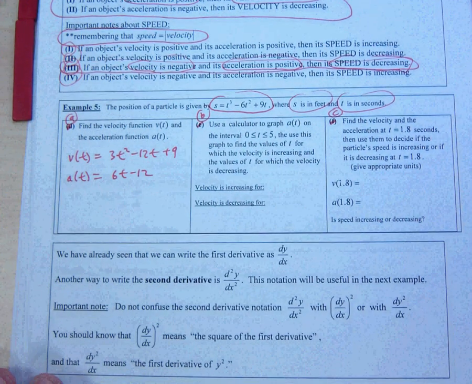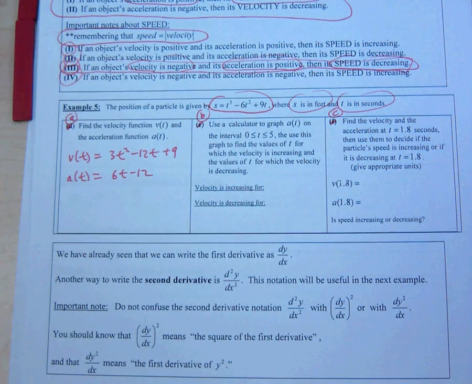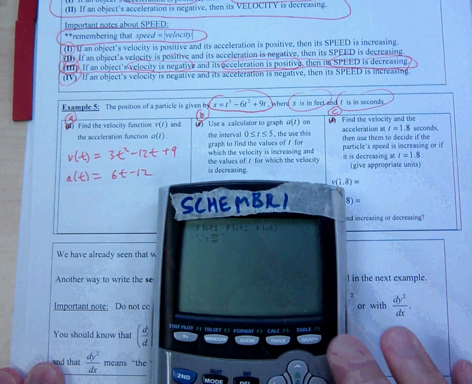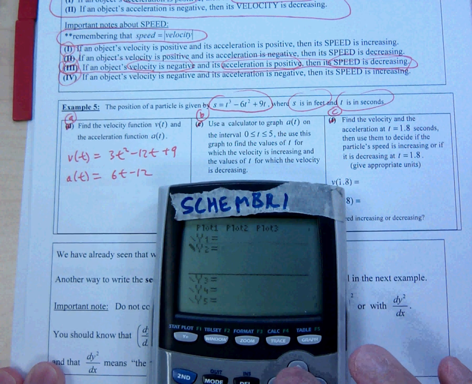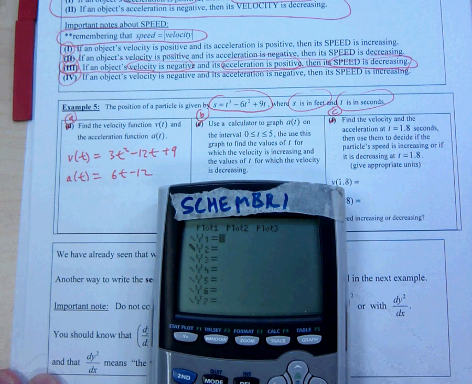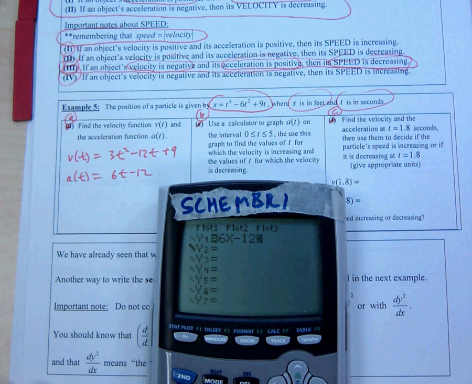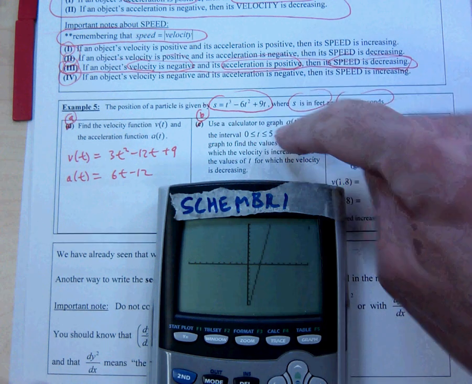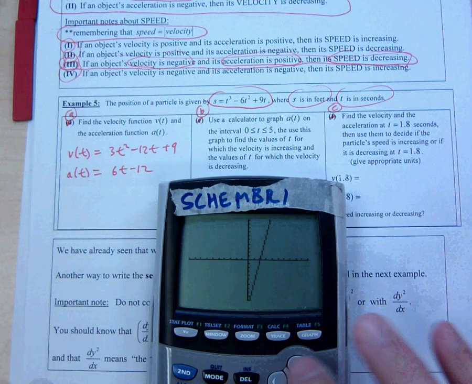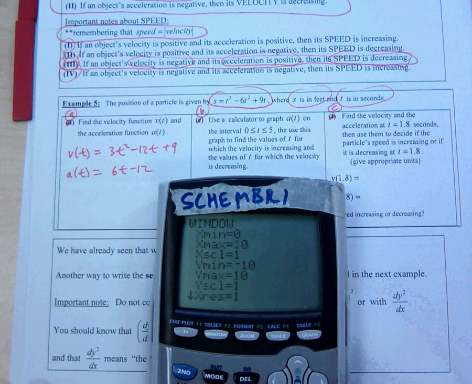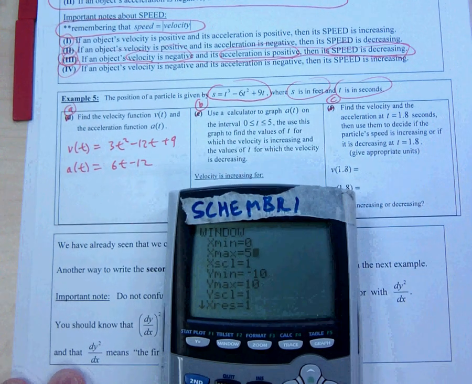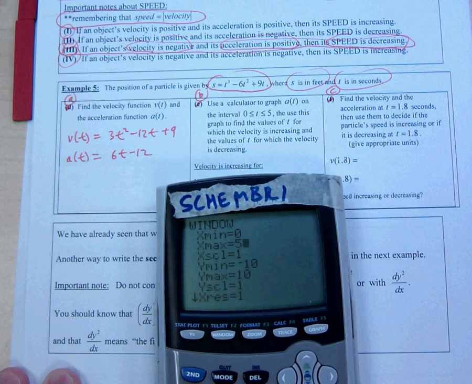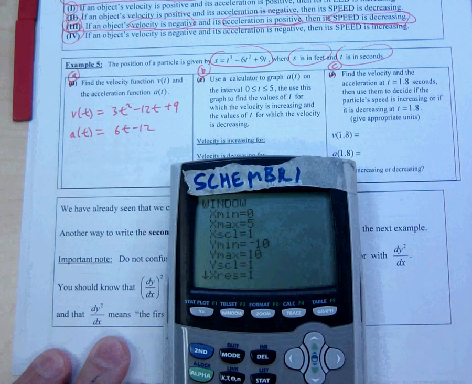All right, now for part B, I want to use a calculator to graph the acceleration function. So let's do that. And by the way, once I graph it by hitting Zoom Z standard, I only want to look at the interval, what, 0 to 5 it says, right? And then use the graph to find the values of t for which the velocity is increasing and the values of t for which the velocity is decreasing.